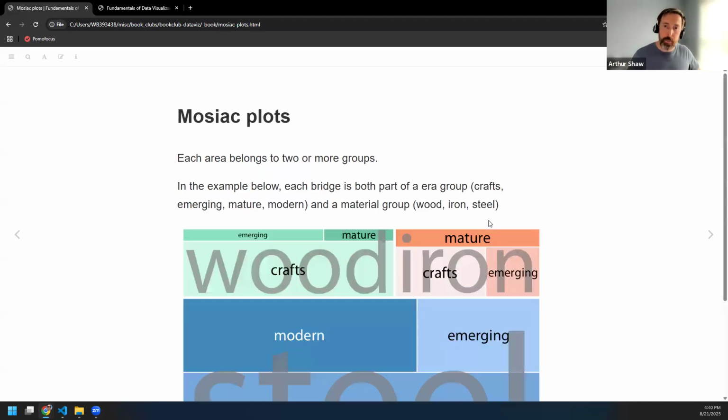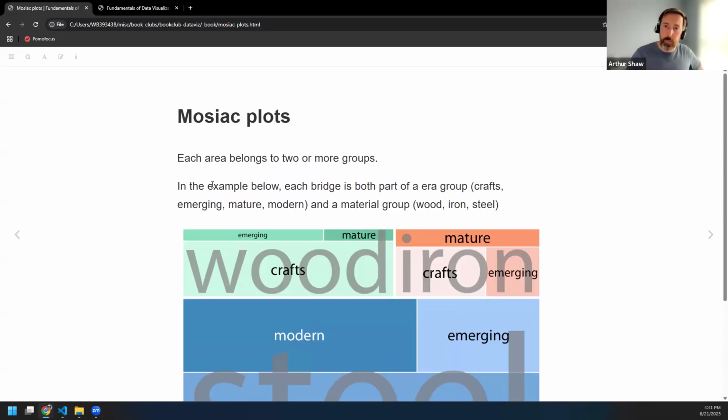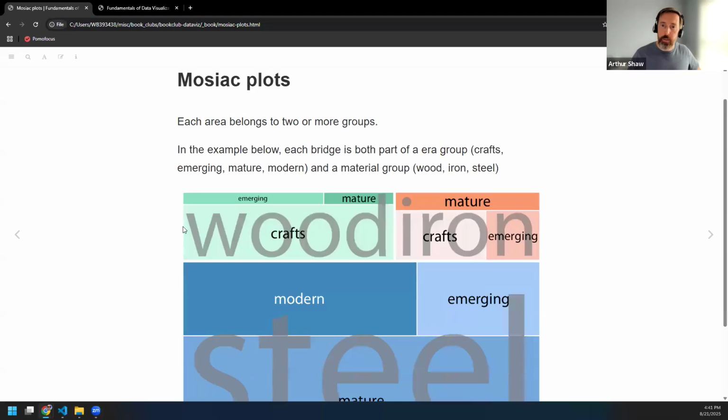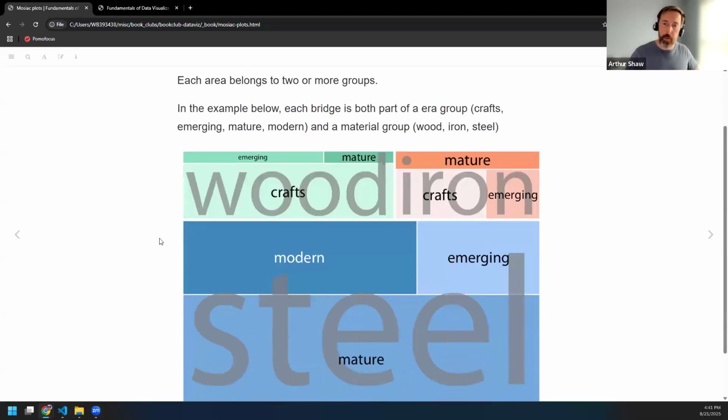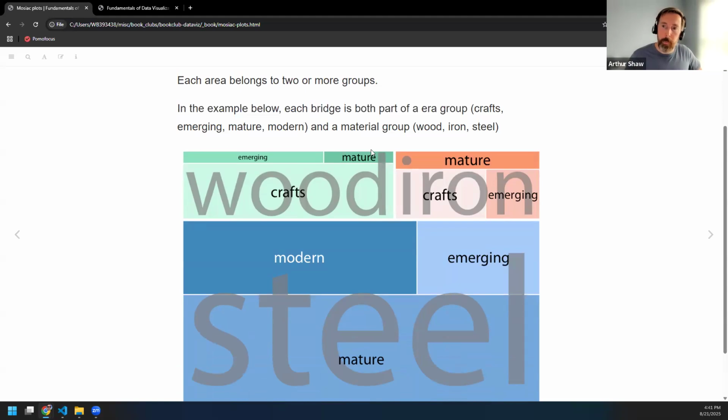It seemed like it didn't really address the problems, or I just personally don't like some of the solutions. One example would be mosaic charts. This is maybe a case where you have nested data where each unit group of interest belongs to one, two or more subgroups. In this example from the chapter, he looks at bridges, I believe in Pittsburgh, and wants to look at bridges by their era of construction: crafts, emerging, mature, and modern eras. I guess that means something for art historians or architectural historians, if such a thing exists. And then what material the bridges are made of.